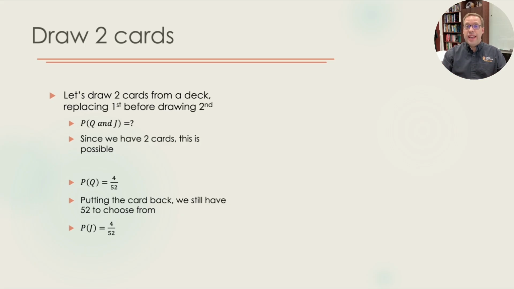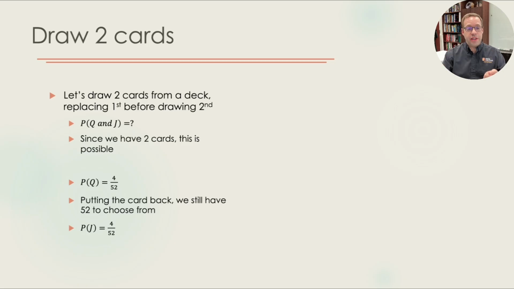a jack? Now, if this were just one card, remember those would be mutually exclusive events. But since we have two cards, it is possible to draw two cards, one of which is a queen, the other is a jack. It is possible. So, what's the probability of drawing a queen? It's 4 out of 52. There are 4 queens in a deck of 52 cards. You put the queen back.